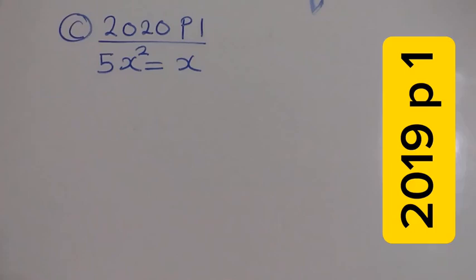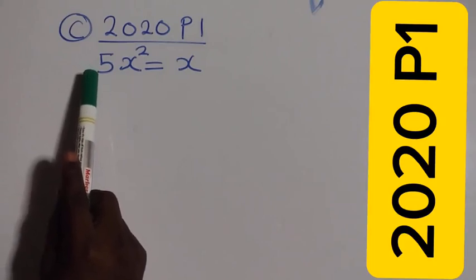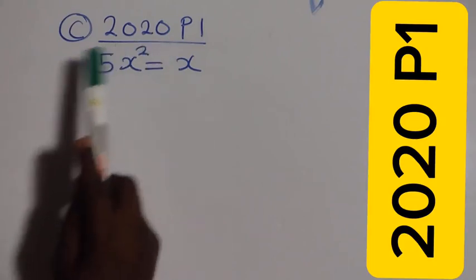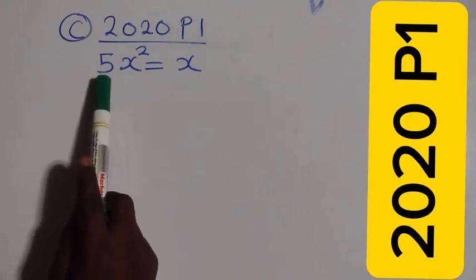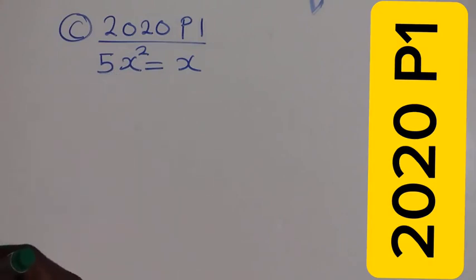Alright, we now come to our question C. It is a question that came in 2020 Mathematics Paper 1. We need to solve 5x squared is equal to x. This one is very easy as well.